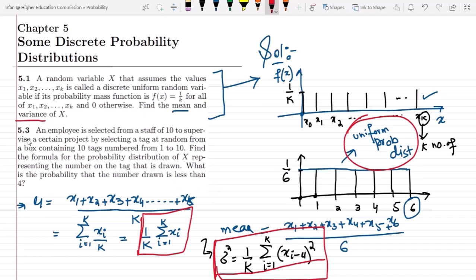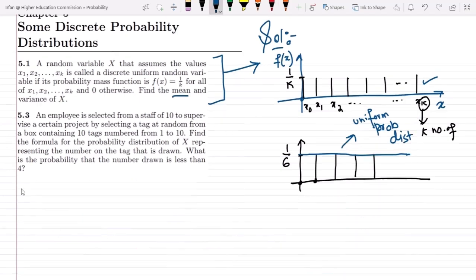Let us proceed to question 5.3 because this is also relevant to the uniform random variable. So let us go through it. Question 5.3: an employee is selected from a staff of 10 to supervise a certain project by selecting a tag at random from a box containing 10 tags numbered 1 to 10.